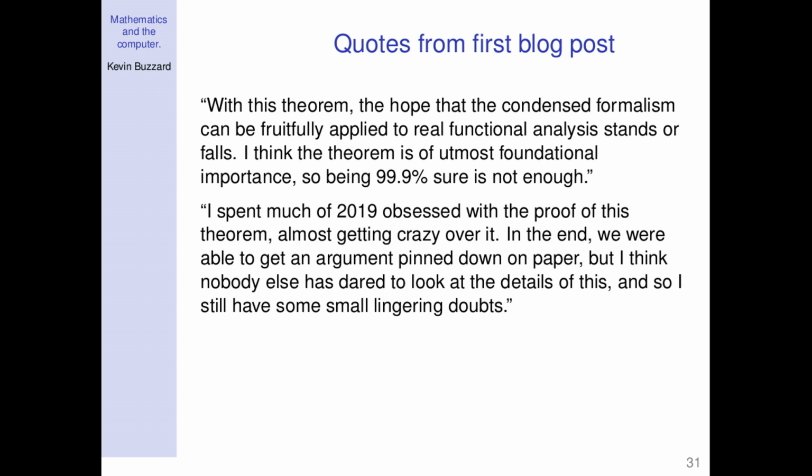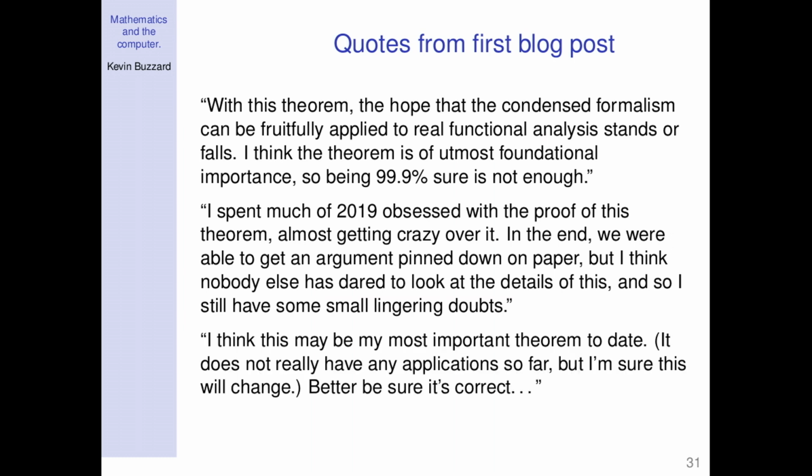And he also says that it was hard to find the proof. The proof is completely low level, but that doesn't mean it's easy, right? It's 9 pages of horrible, chasing around diagrams. So he thinks he's got an argument pinned down on paper, but he now claims publicly in print, I think, nobody else has dared to look at the details of this. And indeed, we never found anyone that said, oh, I checked that. So this Fields Medal phenomenon, I think really does exist.